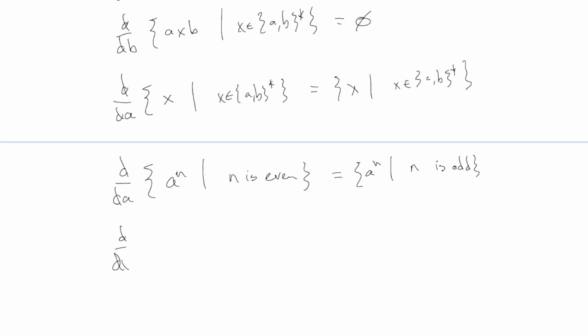How about this one? Derivative with respect to A of x in {A,B}* such that x has an even number of A's. So this is similar, only there are also B's present, all right? Anything with A's and B's, but the number of A's is even. And I'm taking the derivative with respect to A of that. What is left over?